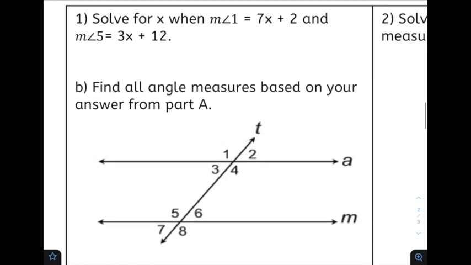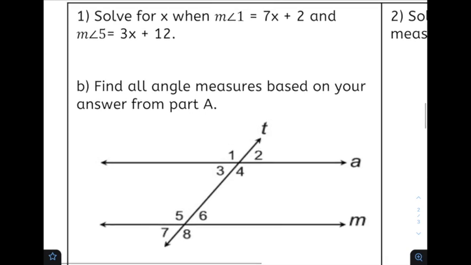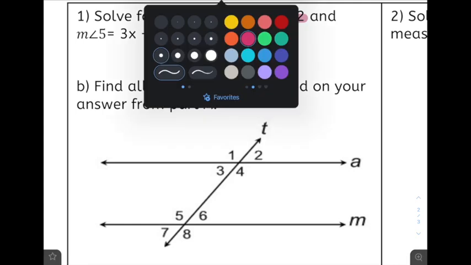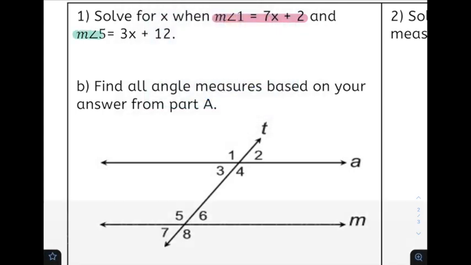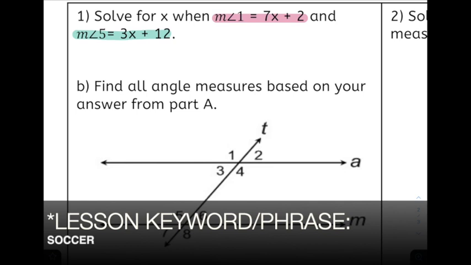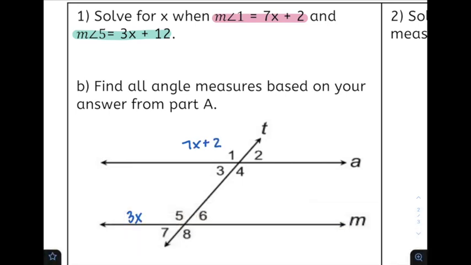So we are going to be focusing on number 1. We are provided with the measurement of angle 1 and the measurement of angle 5. So using this knowledge, what I usually do is I just substitute this in so I know exactly what I need. What I also do is I try and highlight some of these so I know these are going to be equal.